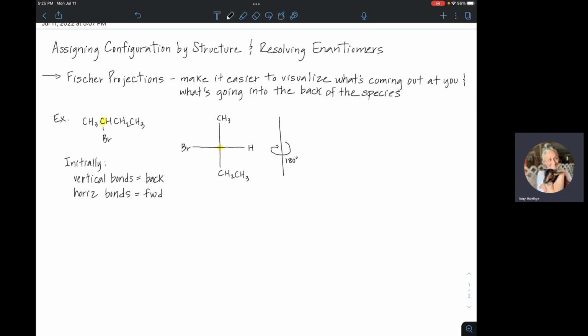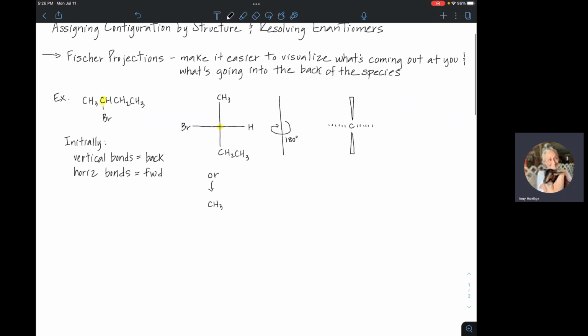I was drawing the original structure. If I rotate this 180 degrees, then what I end up with is these groups coming at me. That is one hell of a bond. And these groups will be going back. So to make it just a little bit more sense, it looks like this initially, CH3. So I'm going to take that group I was about to draw like this for you. So this is what you're initially looking at.